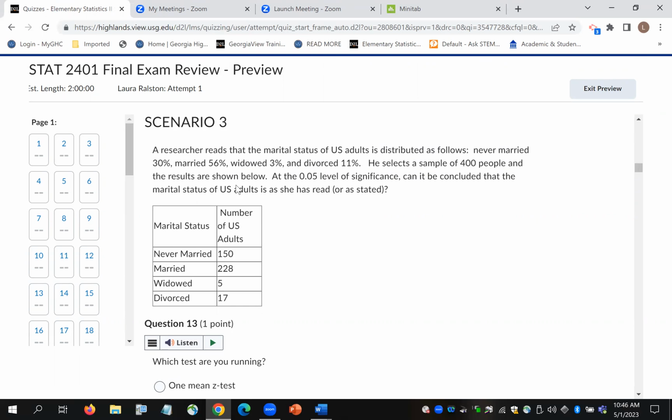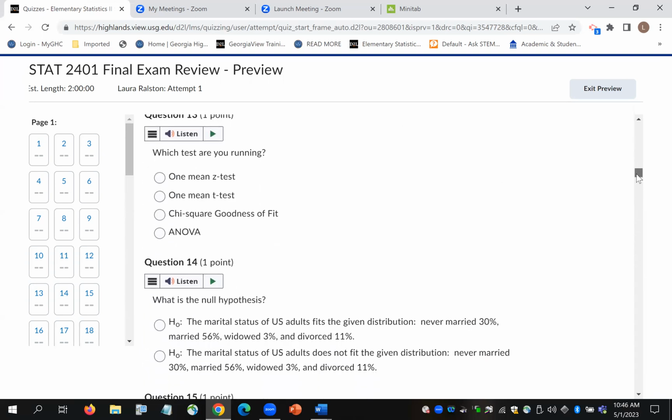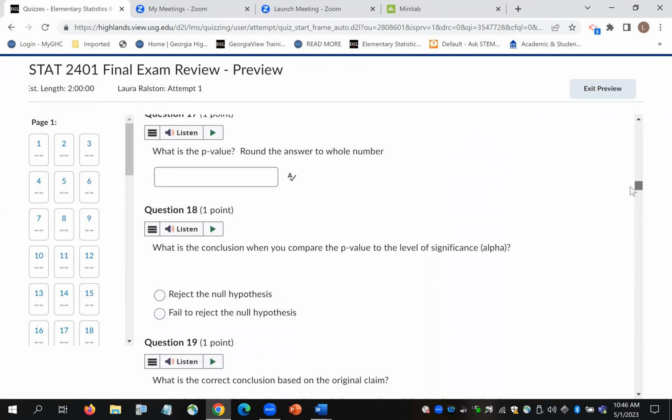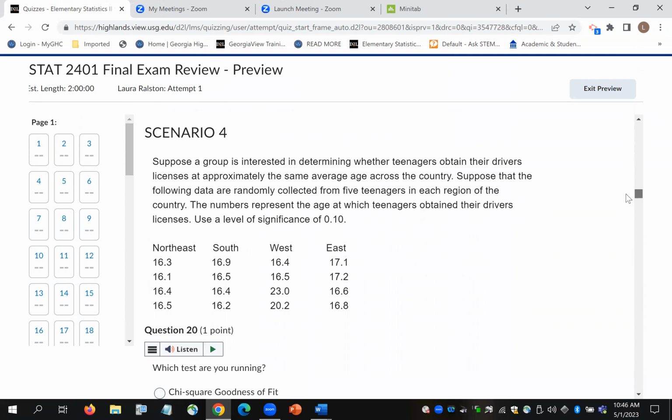See, this was like scenario 2 on the quiz 12, but the numbers that I gave you are different. And that changes the test statistic. So you can't just copy it from what we did earlier. You have to actually do the calculations.